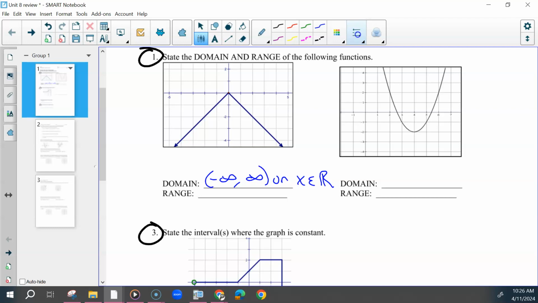For your range, you're looking lowest to highest. What's your lowest value? Miss, what is x, e, r? X is an element of all real numbers, so it means the same thing as x. Negative infinity, that would be your lowest. What's your highest? Y value? 0, just 0. And that's going to be a square bracket. So negative infinity, it stops at 0.